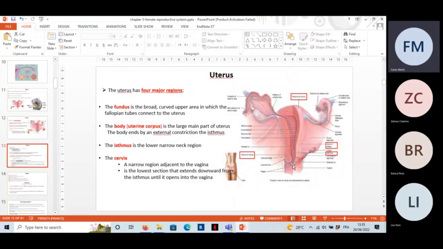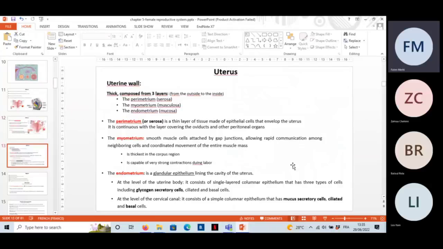So at the level of the cervix, the endometrium is composed of pseudostratified epitheliums containing simple columnar cells. I will continue next time. Okay, we'll continue.